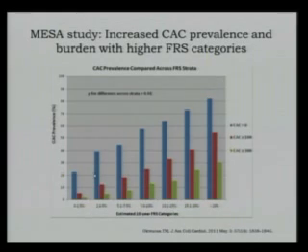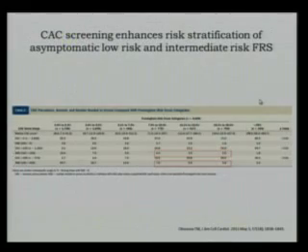This gives you the risk of CAD or cardiovascular disease over a period of 10 years. This is the highest risk category, which is about 20% risk. And this is the lowest risk category, which is 0 to 2.5% risk. If you do coronary artery calcium scores, which is by CT scans, and look at the burden of coronary artery calcium, one, there's an increased prevalence and also severity across the risk stratification of the Framingham risk score. But more importantly, does it help us reclassify these individuals?